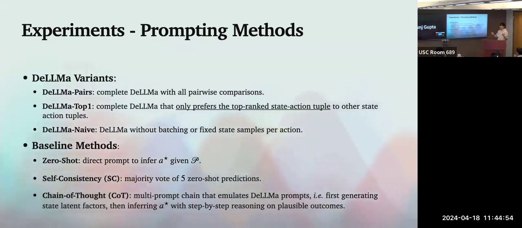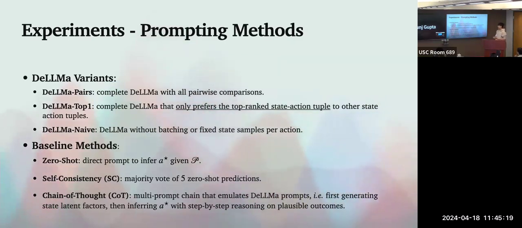I want to see if the ranking is actually helpful or not, or sometimes ranking these state action pairs could be a challenging task in itself. I want to see if the model can actually extract useful signals there. And the third one is the DeLLMa naive version, which is without our sampling of the fixed states for each action, and also with no mini batch. It's just a big batch by itself.